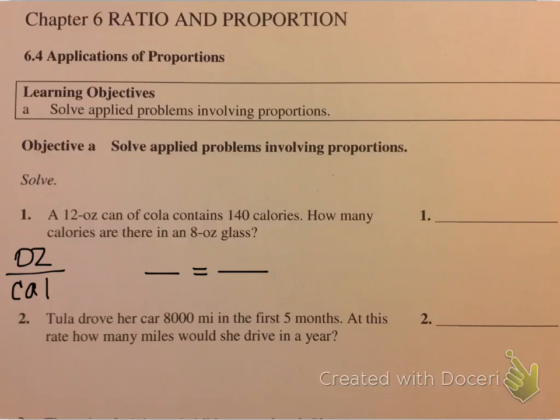So a 12-ounce can, so 12 ounces contains 140 calories. How many calories, that's going to be down here, are there in 8 ounces? So there's my proportion. Notice in both of them, my 12 and my 8 represent the ounces, they're both on the top, and my 140 and my x represent my calories. Now when I solve, I do my cross products.